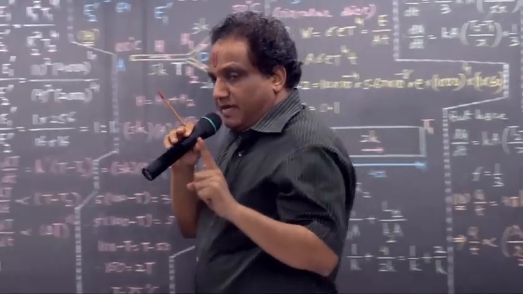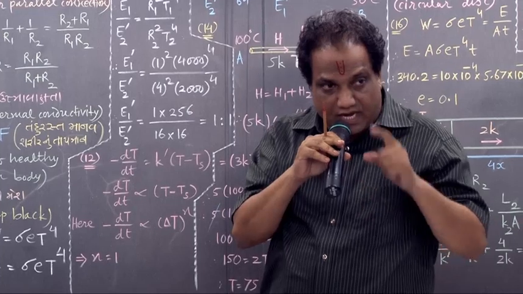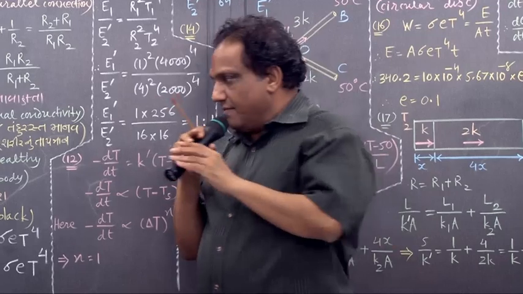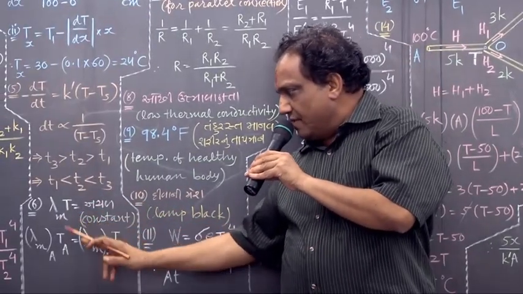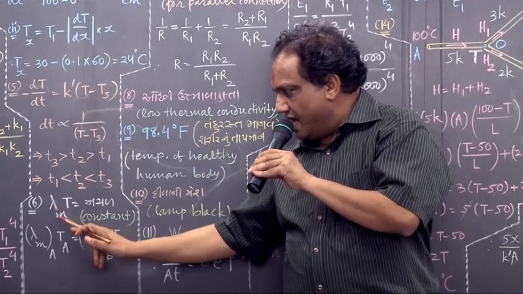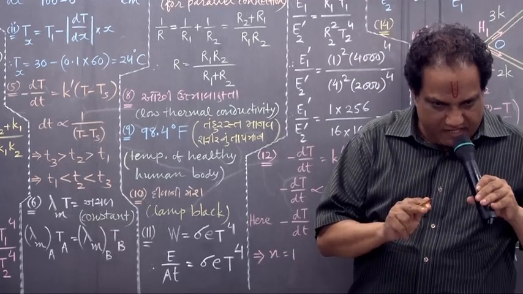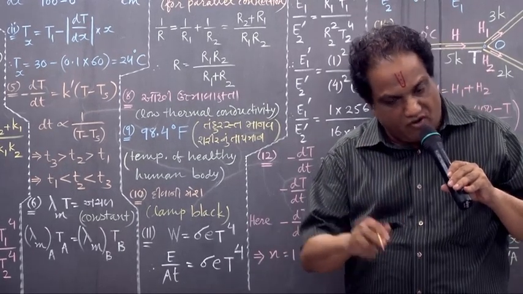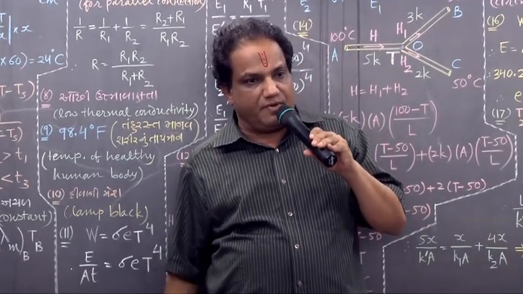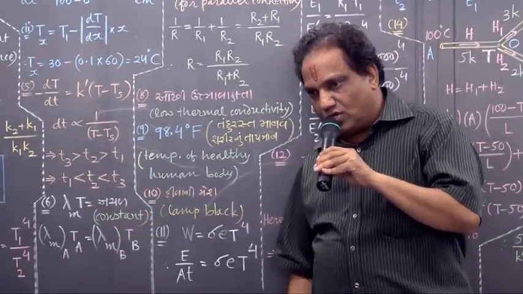Wien's displacement law. Mathematical form was lambda m into capital T remains constant. What do you mean by lambda m? M means, no doubt, maximum, but lambda m does not mean maximum wavelength. No! Lambda m is not maximum wavelength. It is that value of wavelength which corresponds to the maximum value of W lambda. What was W lambda? Spectral emissive power.